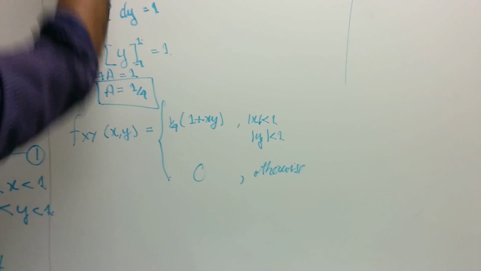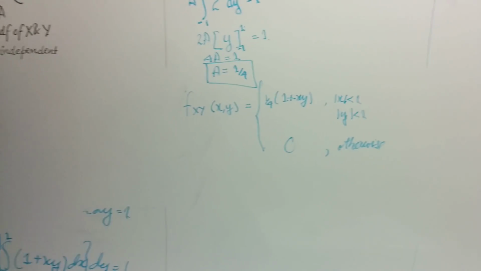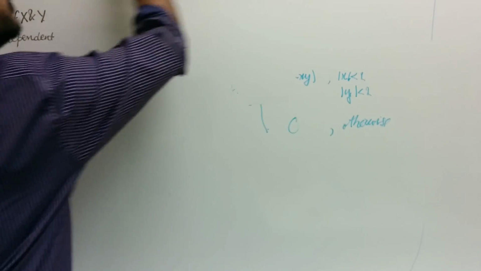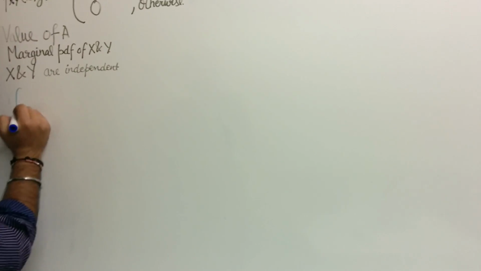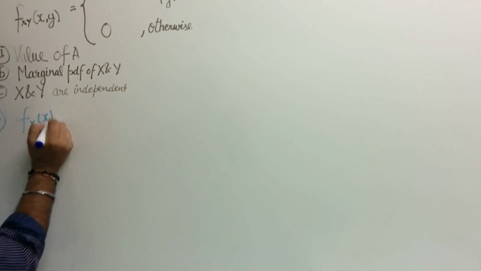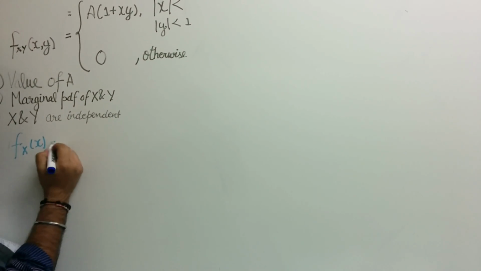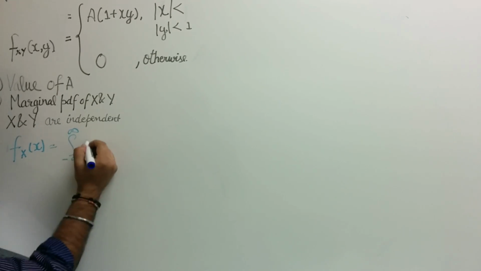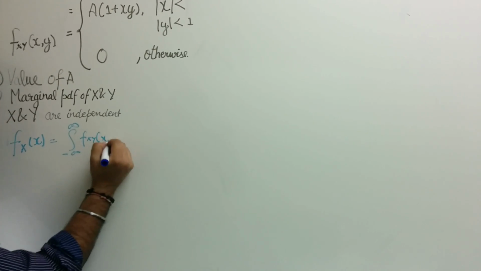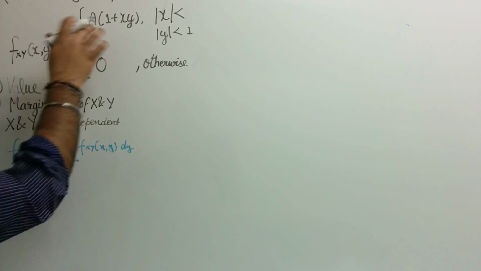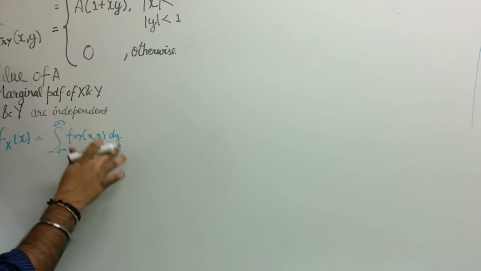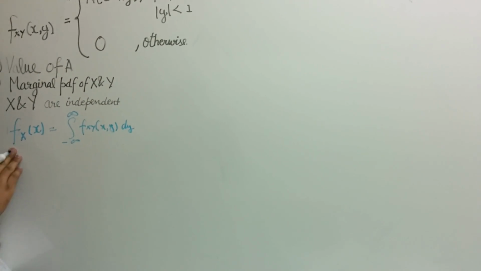Now we will go for the second part, that is the marginal PDF of x and y. The marginal PDF of x is given as the integration of the joint PDF of x and y with respect to y. So now putting the range of y and the joint PDF here and integrating with respect to dy, we will get the marginal PDF of x.